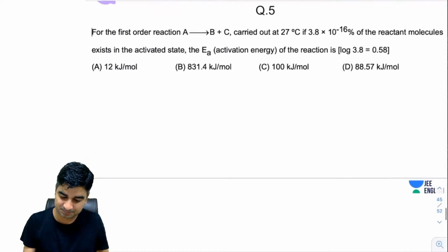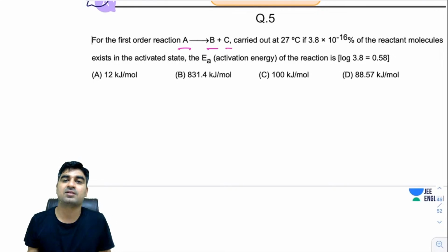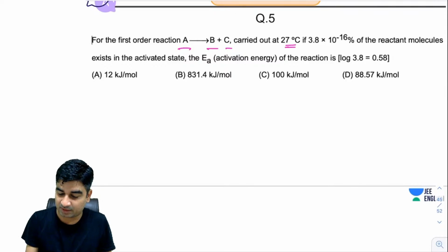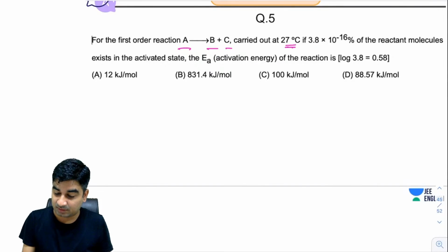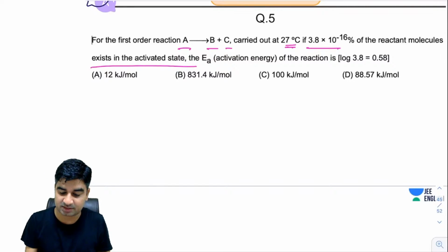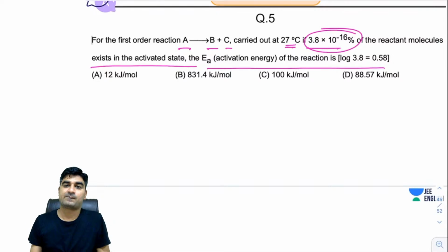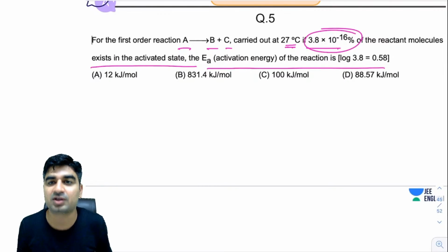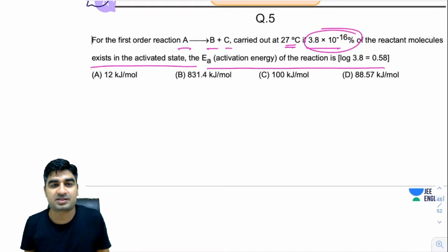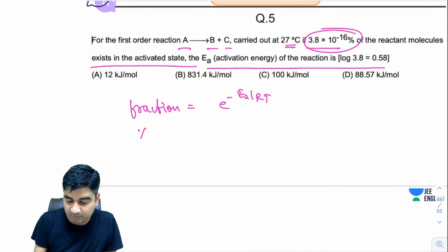So the next problem on your screen, for the first order reaction, A giving you B plus C, carried out at 27 degrees centigrade. If this much percentage of the reactant molecule exists in activated state, then EA of the reaction is. Now tell me. So this is the percentage, and this is the percentage of molecules which exist in activated state, and I know the fraction. So fraction of molecule in activated state is e to the power minus EA by RT.